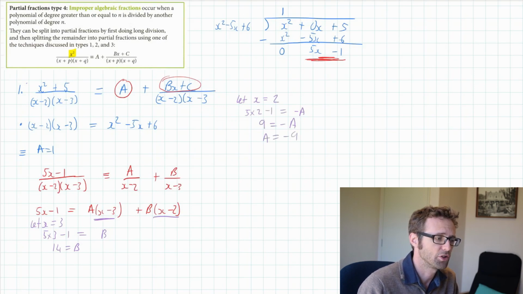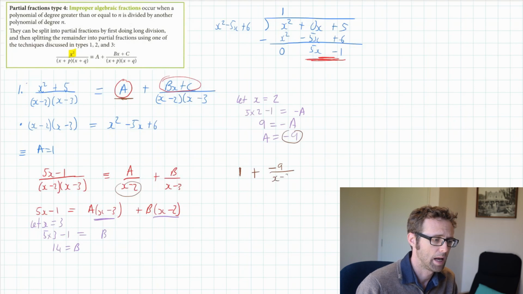So we are now in a position to write out our full partial fraction. We've got a is 1, our initial a here, and then plus this a here, minus 9 over x minus 2, plus b, which we said is 14, over x minus 3. And we are done at that point.